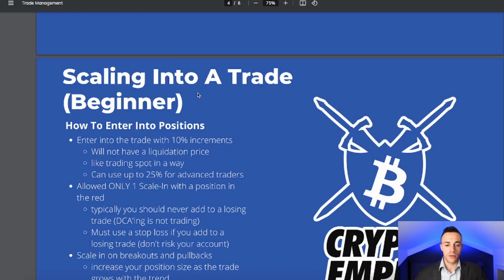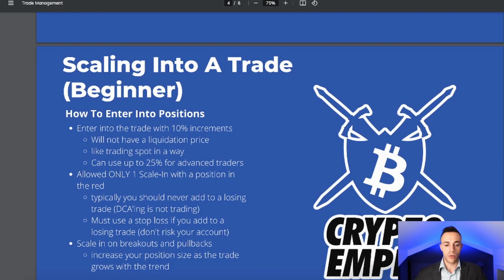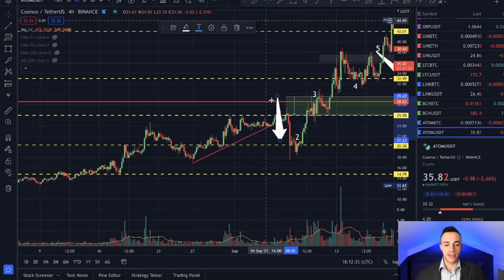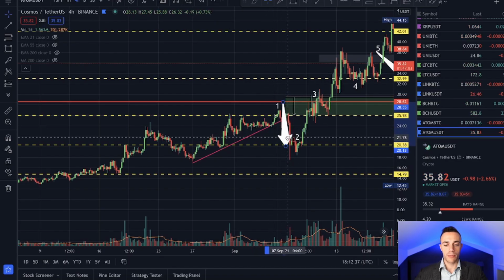Because of the rule, remember the rule here, we are allowed only one scale in with a position in the red. So our position is now in the red, but we're still bullish. We see price forming a bottom. Price action looks good.